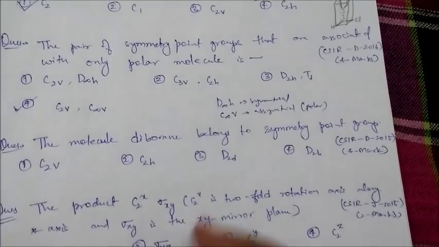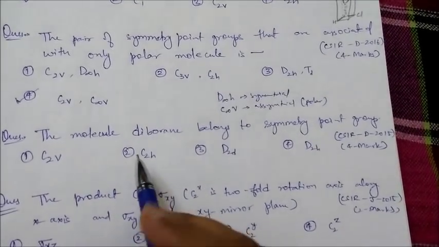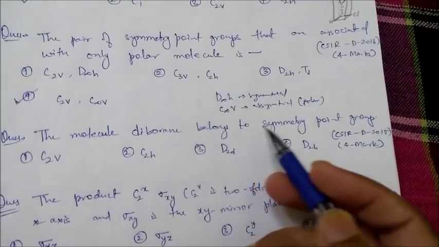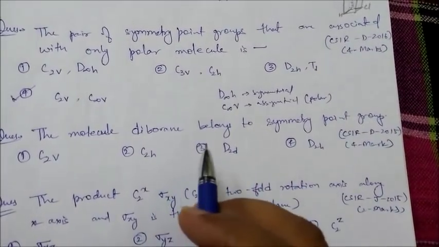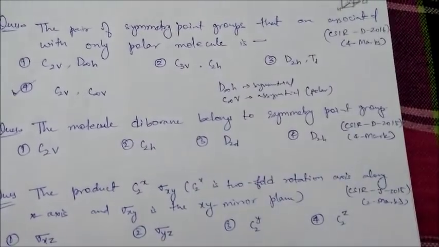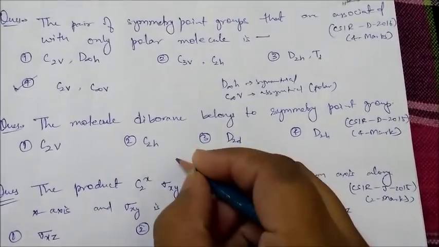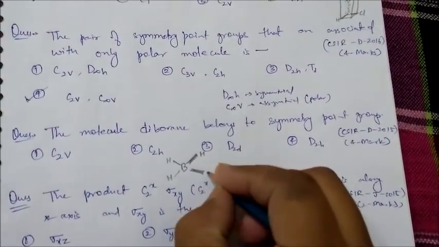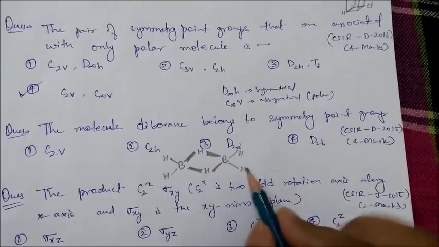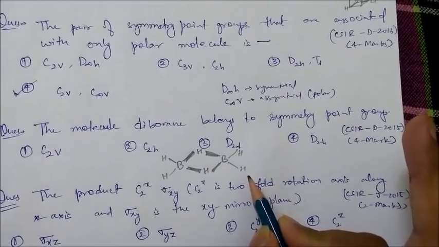Okay, so let's move on to the next question, that is: the molecule diborane belongs to which symmetry group. So we have the molecule diborane. Okay, so let's first draw the diborane. So the molecule looks like this. This is the structure of diborane.